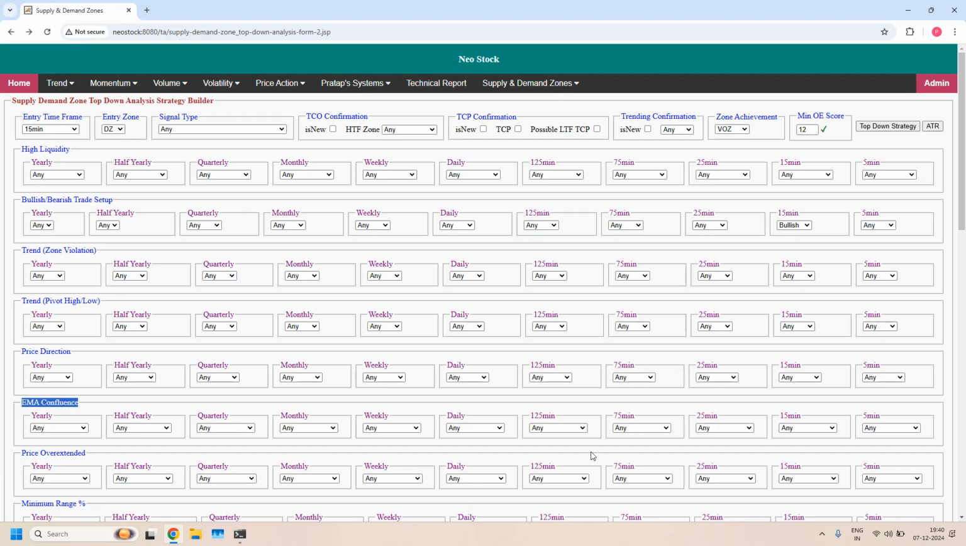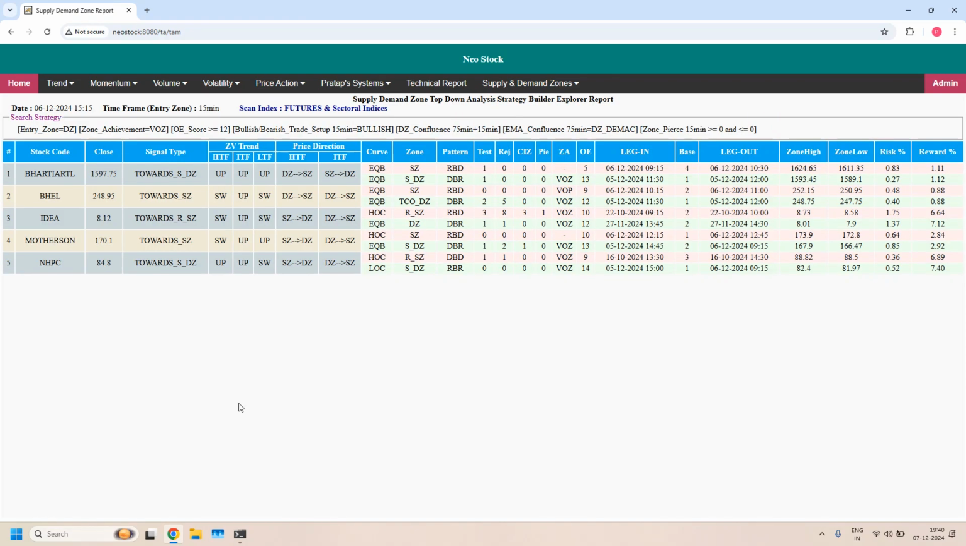So in the EMA confluence at 75 minutes time frame. Why 75 minutes time frame? Because 15 minutes entry demand zone is part of the 75 minutes demand zone. That's why we are looking for 75 minutes demand zone with daily EMA confluence. With this filter, out of 23, we got only 5 stocks. See how all of a sudden the list is reduced. And these 5 stocks are even more high probability trade setups, supported stocks.